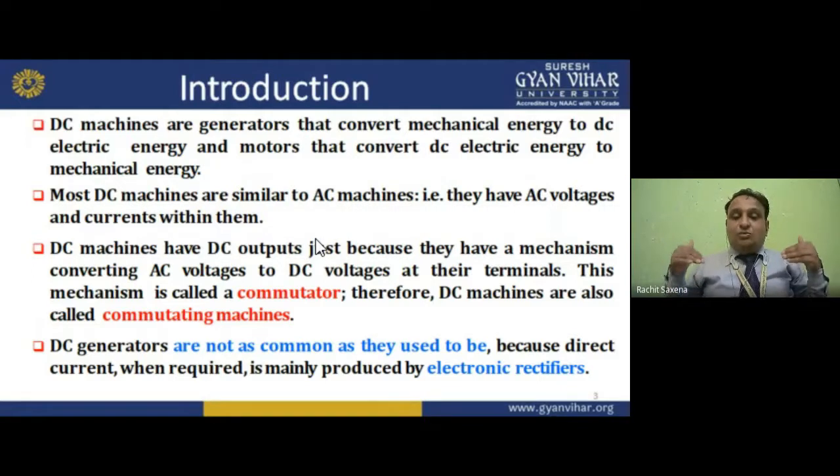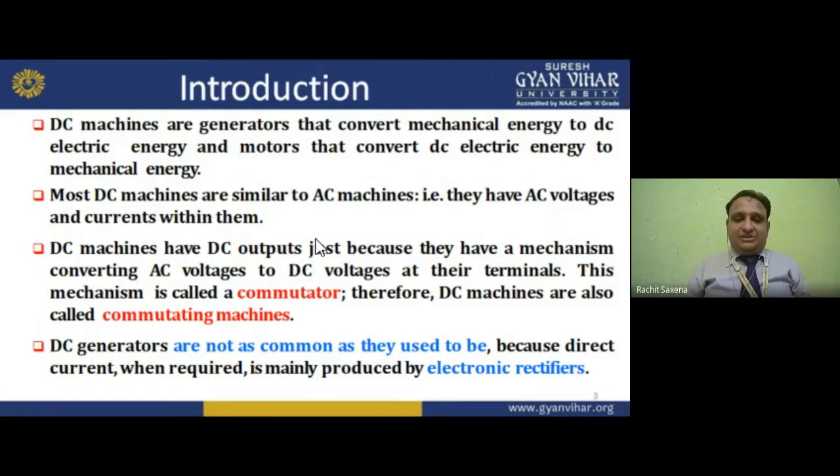Now I know, and you also know, and I have already told you in my previous lectures, that in the function of the generator, the armature current or armature voltage is generated in the form of AC. But we want to convert it into DC. That is why it is separate from AC machines. So DC machines have DC output just because they have a mechanism converting AC voltage to DC voltage. That is your commutator, my dear student, commutator.